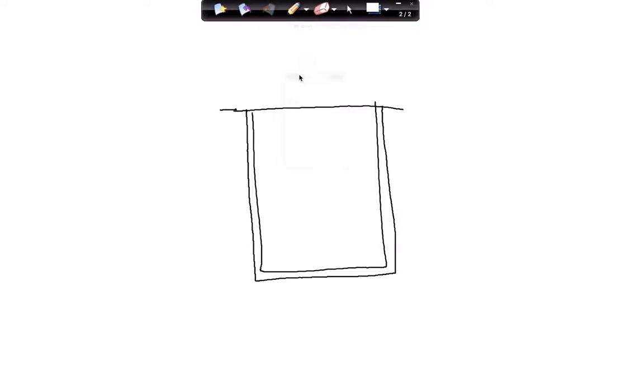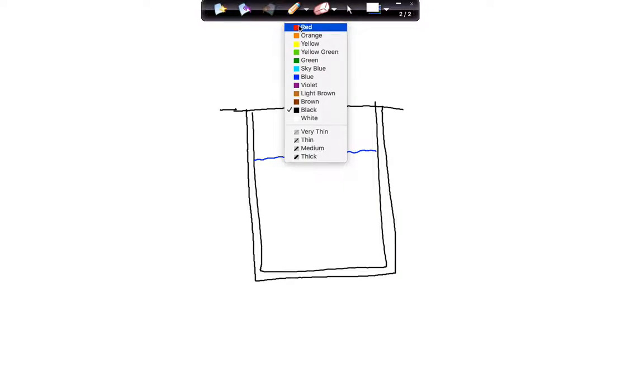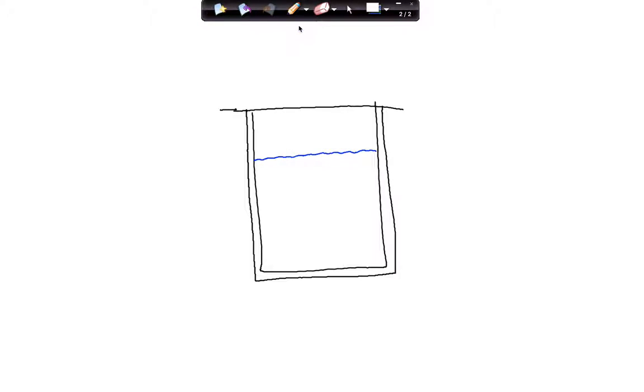And then I have the advantage of being able to change color. So I'm going to put some water in there. And then I'm going to go back to black. Switching to red, that's our thermometer. And then switching to black, that's going to be our stirring device.